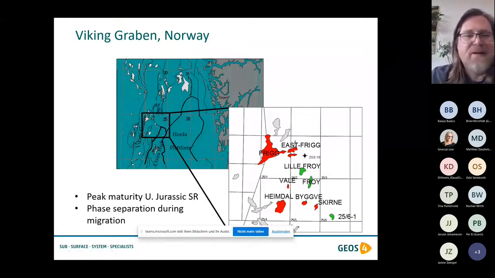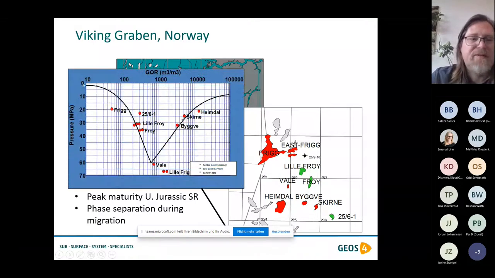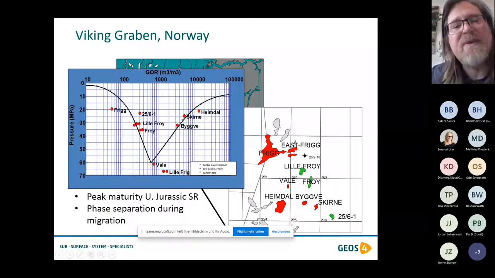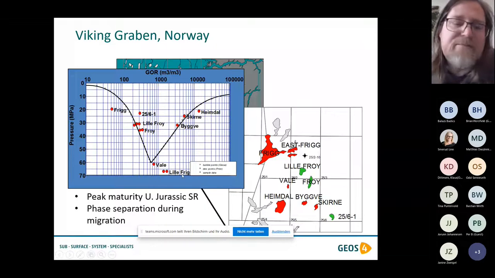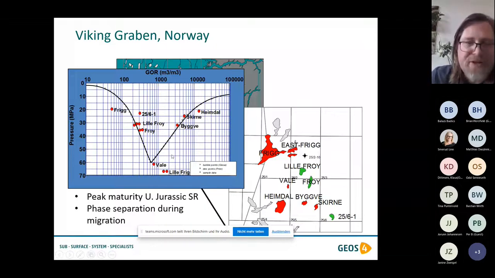So the composition in oil and gas fields in the Viking Graben, Norway, is strongly controlled by secondary parameters, and the compositions are a result of phase separation. So the fields here plot along the bubble point and dew point, and the calculated bubble and dew point curves in this GOR saturation pressure diagram, whereby the lines converge close to the composition of the Vorlo field. So the Vorlo and Lillefrik are undersaturated with respect to the reservoir pressure and can therefore be assumed to contain the initial petroleum fluid prior to phase separation taking place during upwards migration.